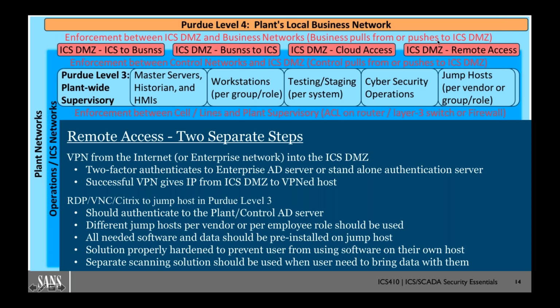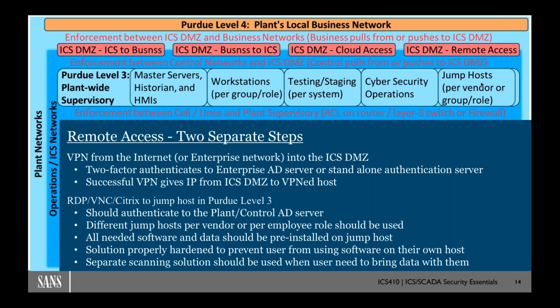The second step of the remote access, I usually recommend to most of my customers, is to have that user either RDP or VNC or use some type of Citrix connection to a jump host in the jump host subnet of PURDUE level 3. This basically requires that when they make this secondary connection, they have to authenticate to some type of Active Directory server inside of the control network, or some type of standalone authentication server in that control network, using a different set of credentials. So now we have a totally different set of credentials, and these credentials should never leave this environment, so they should be safe from attack or compromise. So we want to have a second authentication.